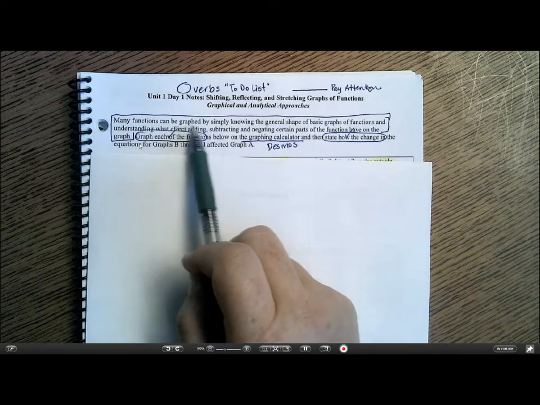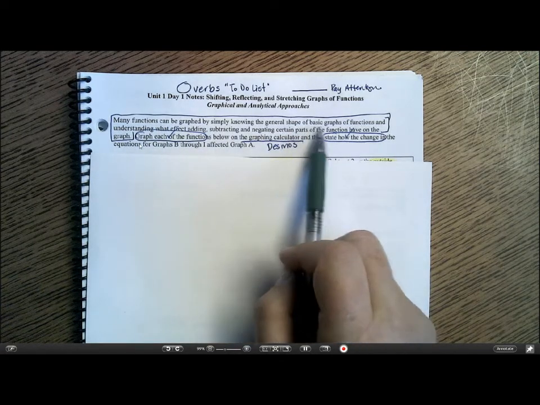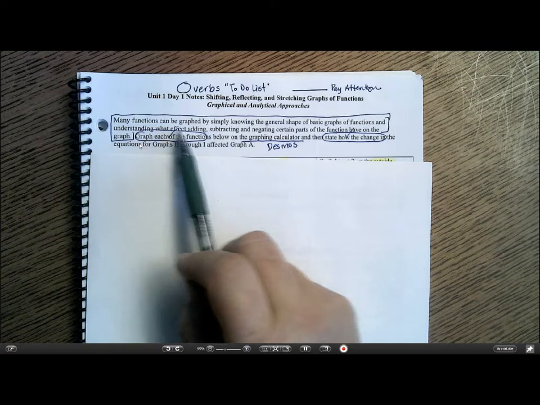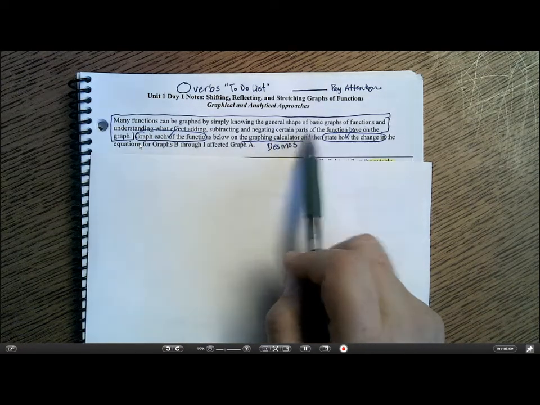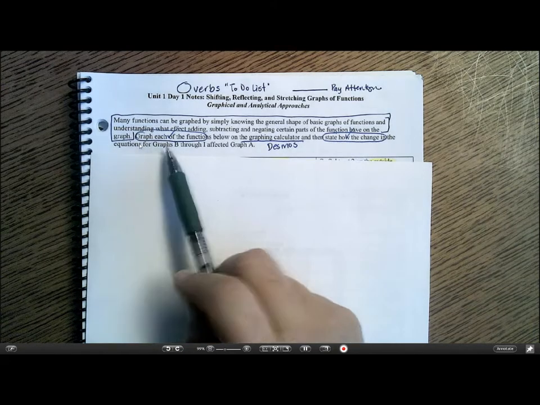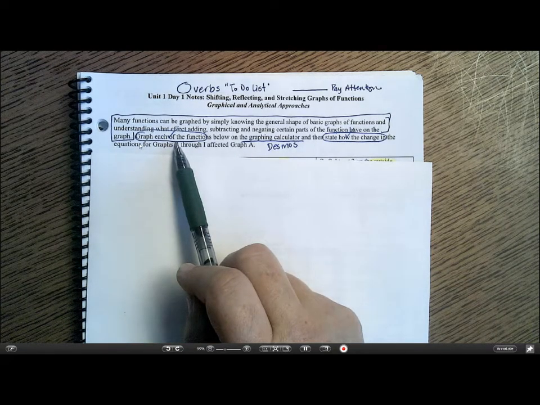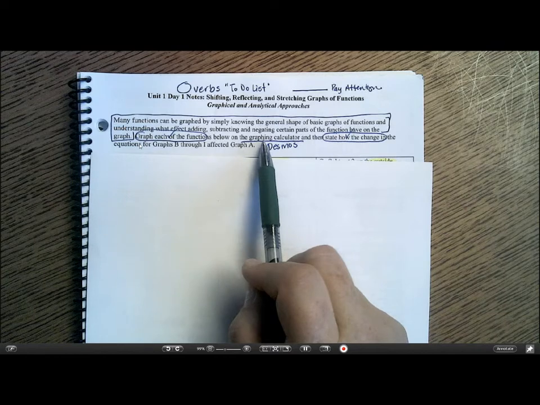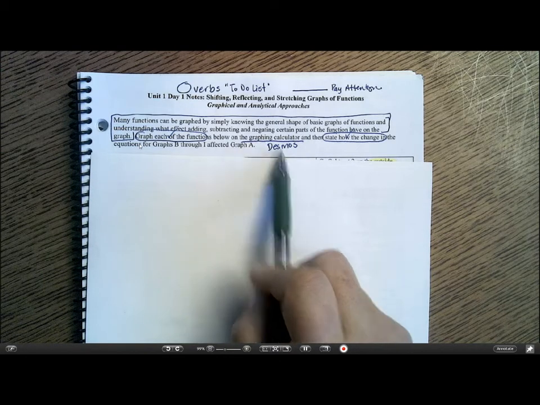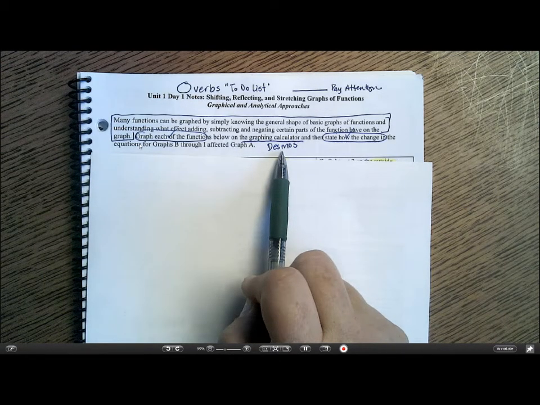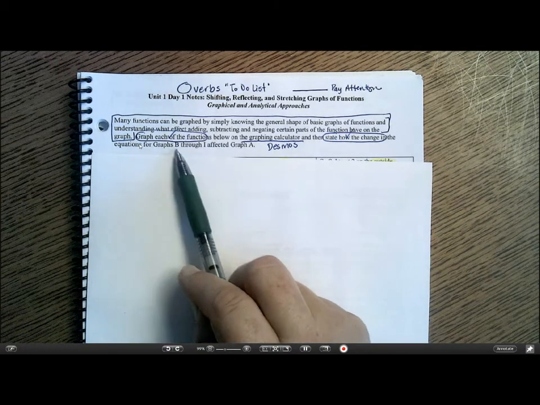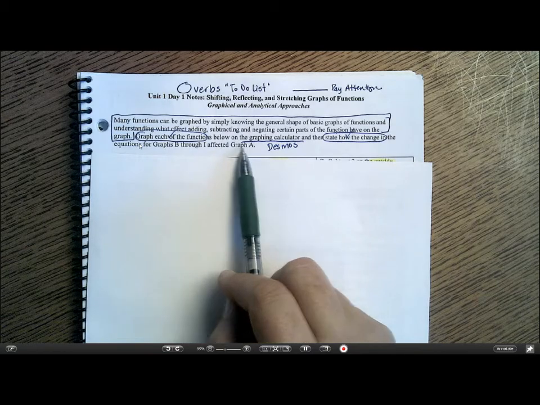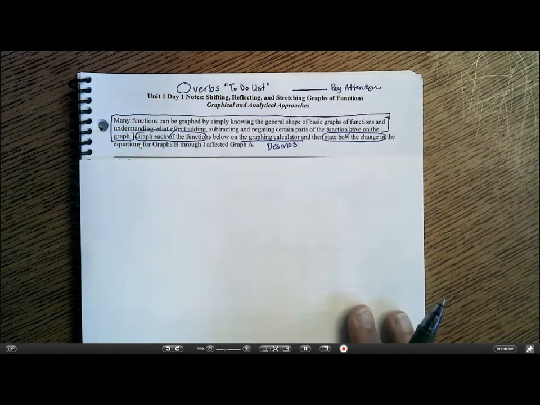Then underline items that you need to pay attention to. So here it says many functions can be graphed by simply knowing the general shape of basic graphs of functions and understanding what effect adding and subtracting and negating certain parts of the function have on the graph. So we're supposed to graph each of the functions below on the graphing calculator. In this class, when I want you to use a graphing calculator, I want you to use the free one at Desmos. Then we're going to state how the change in the equations from graph B through I affected graph A.